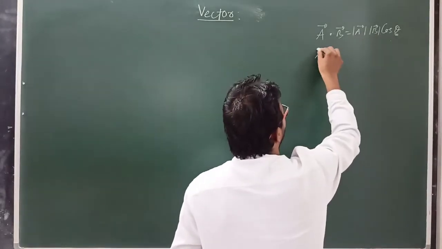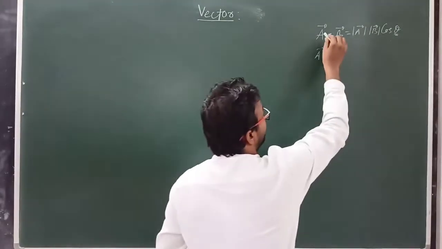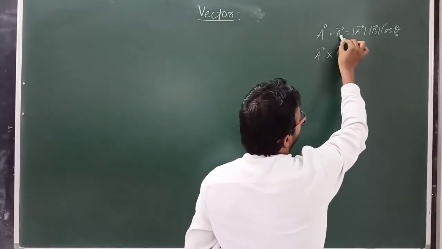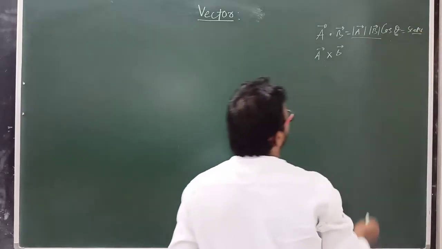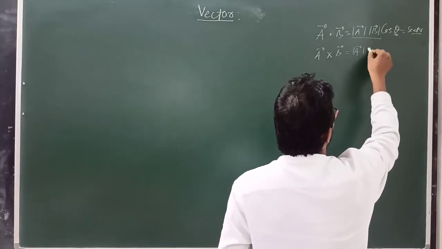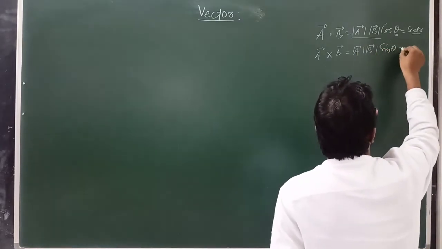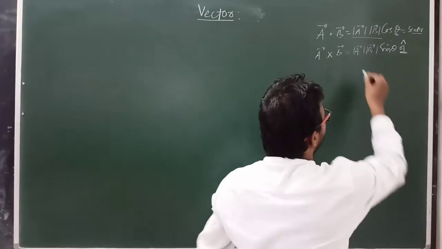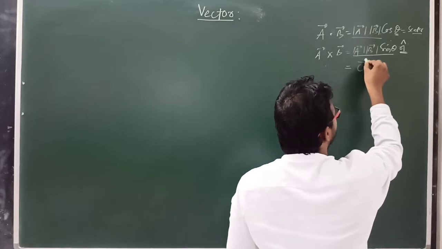Clear? Similarly, if we multiply two vectors with a cross, it means vector product. So the dot product of two vectors a and b gives a scalar quantity. But the cross product of two vectors a and b gives a vector quantity, that is magnitude of a, magnitude of b, into sine theta, n cap. What is n cap? N cap is a unit vector, and this total term is the magnitude and this is the direction. So in total we get another vector, c vector.